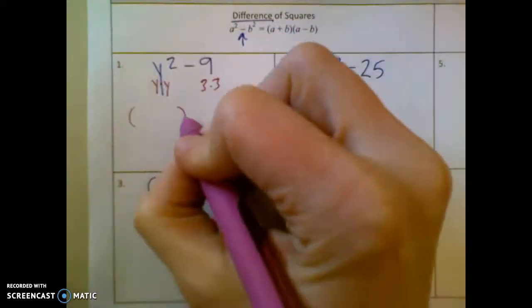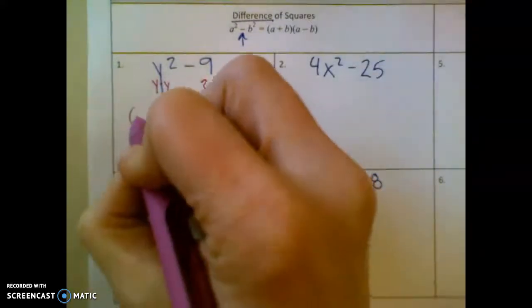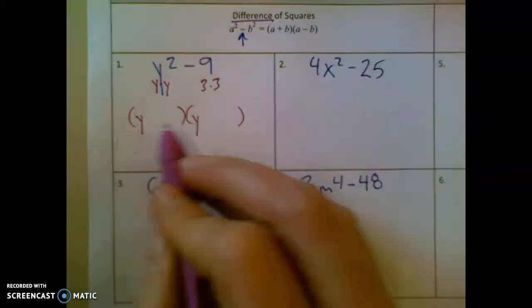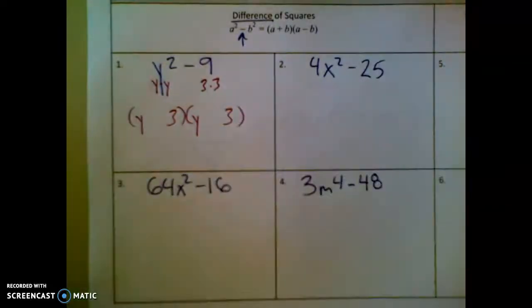All you're going to do is do your two parentheses. I know it's in the form a plus b, a minus b, so it's the first term. So y times y is y squared. 3 times 3 is 9. And I've got to have a plus and a minus, and that's it.